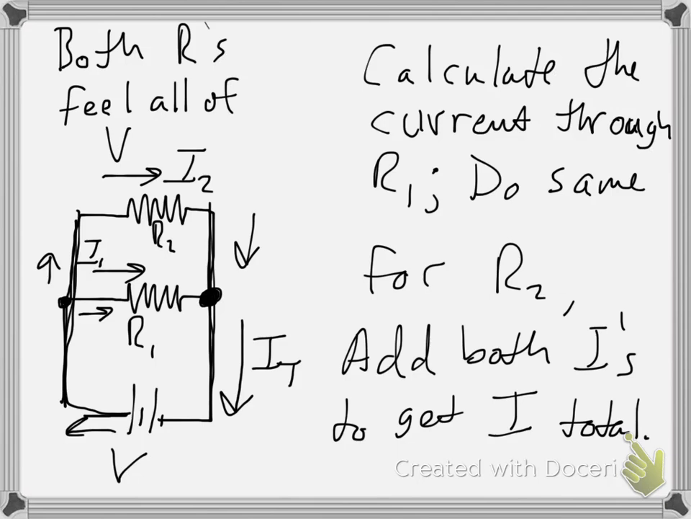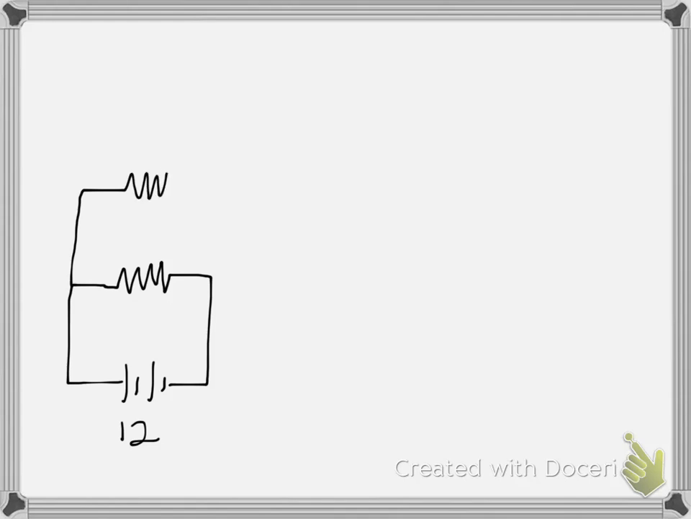All right, so let's just do a quick example of this. Let's use the same values that we had last time, and let's use a 12-volt battery and resistances of 24 ohms.